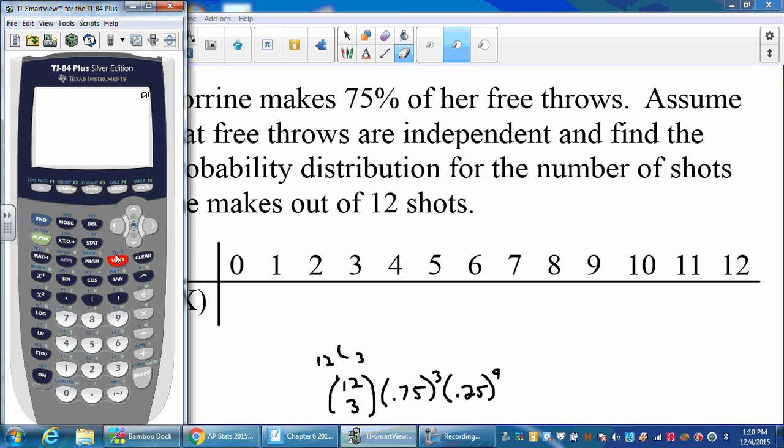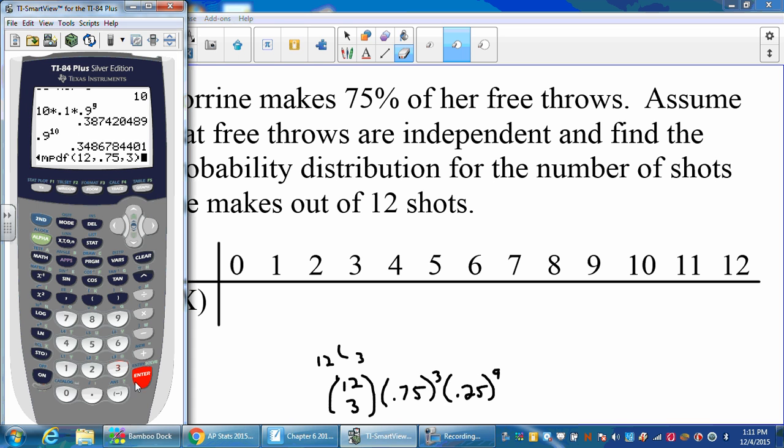So you hit second vars, just like we were going to do for normal CDF and PDF, but now instead of going down, let's hit up. There is binomial PDF, and we'll hit that. Now this tells us the number of trials. So here there's 12 trials. The probability of success here is 0.75. And the x value, we want to see that there are 3 of them.